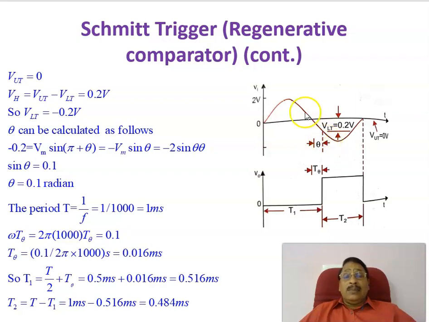Now, we already have T by 2 as 0.5 milliseconds, plus this time of 0.016 milliseconds. Then you get the total time T1, which is equal to 0.516 milliseconds. And in order to calculate T2, the total time period T is 1 millisecond, so 1 millisecond minus T1, which is 1 millisecond minus 0.516 millisecond, gives 0.484 millisecond. Therefore, T2 is 0.484 milliseconds and T1 is 0.516 milliseconds.